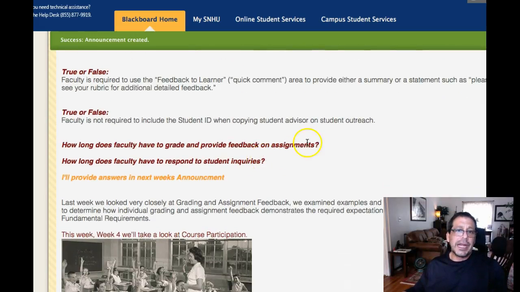How long does faculty have to grade and provide feedback on assignments? 7 days, right? 7 days from the close of the week. However, best practice is, of course, to get your grading done much, much earlier, specifically on milestones and assignments that scaffold off each other, so that students can have immediate feedback to apply to the next week's work. Okay, hope that makes sense.